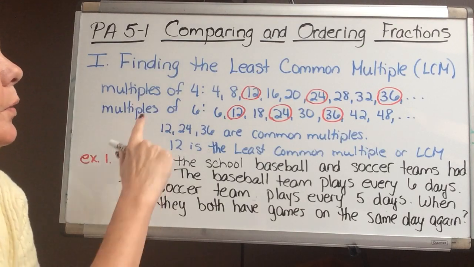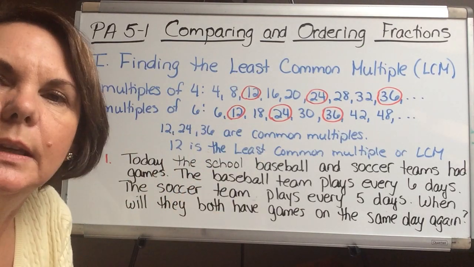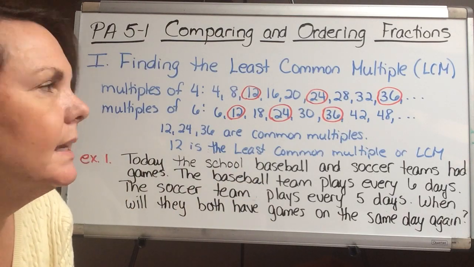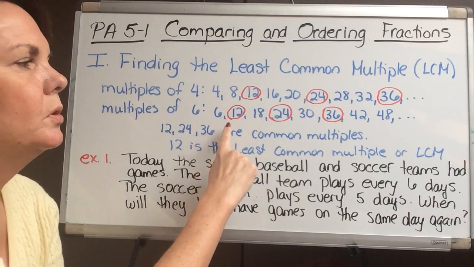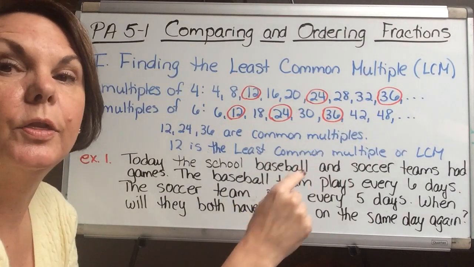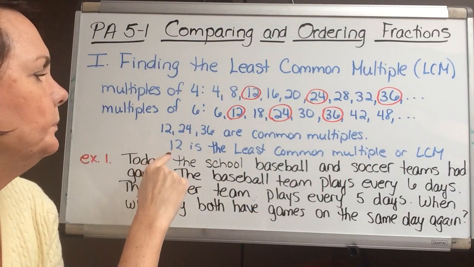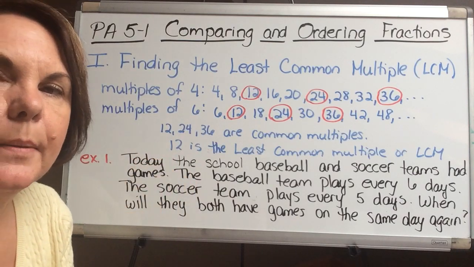If you take a look, the first example that I have is to find the multiples of 4 and 6. I list out my 4s: 4, 8, 12, 16, and then I list out my 6s: 6, 12, 18. This is an infinite set, so you can see that the common multiples are 12, 24, and 36. The least common multiple then would be 12. So let's take a look at an example.